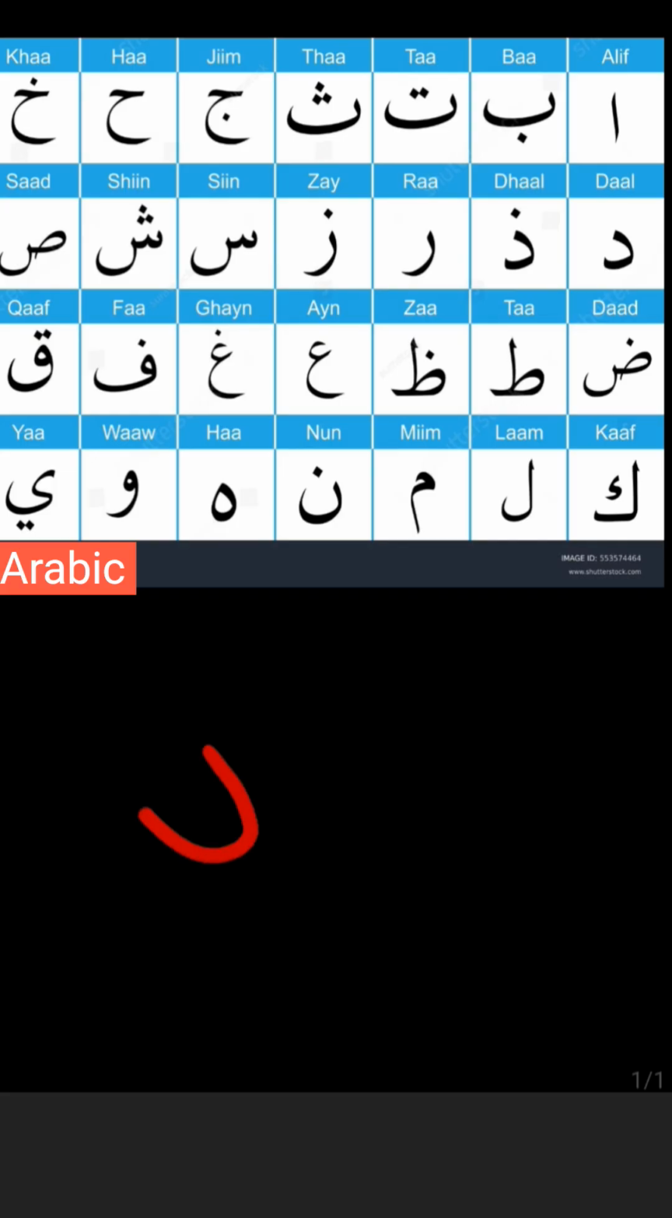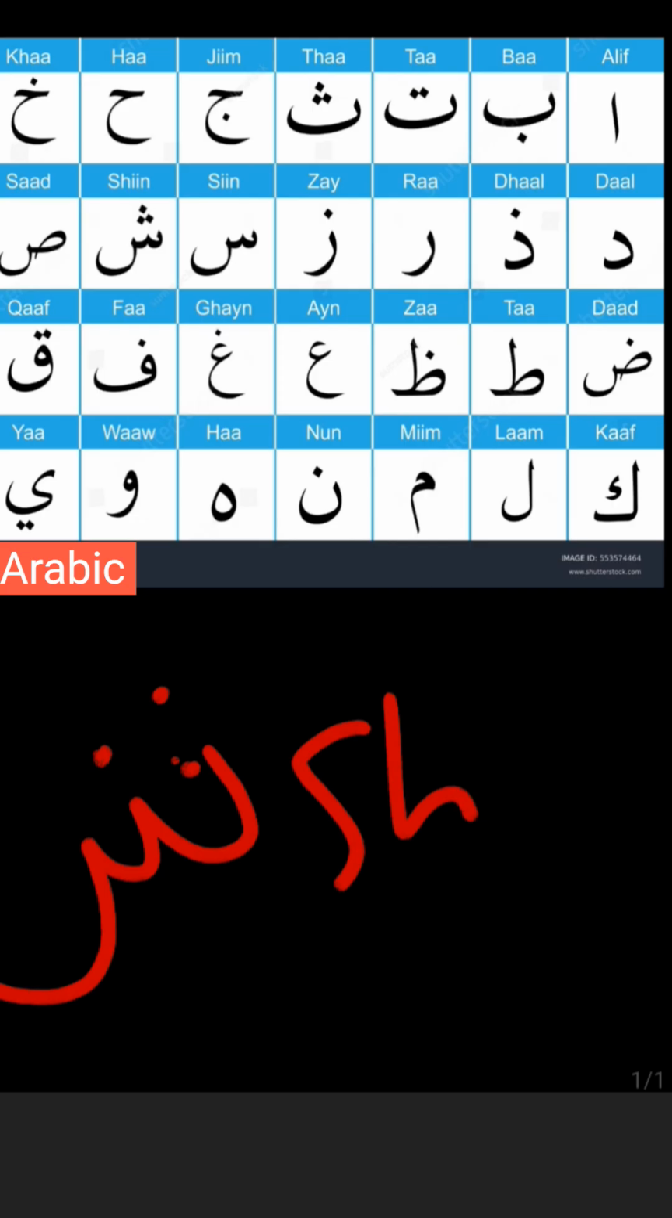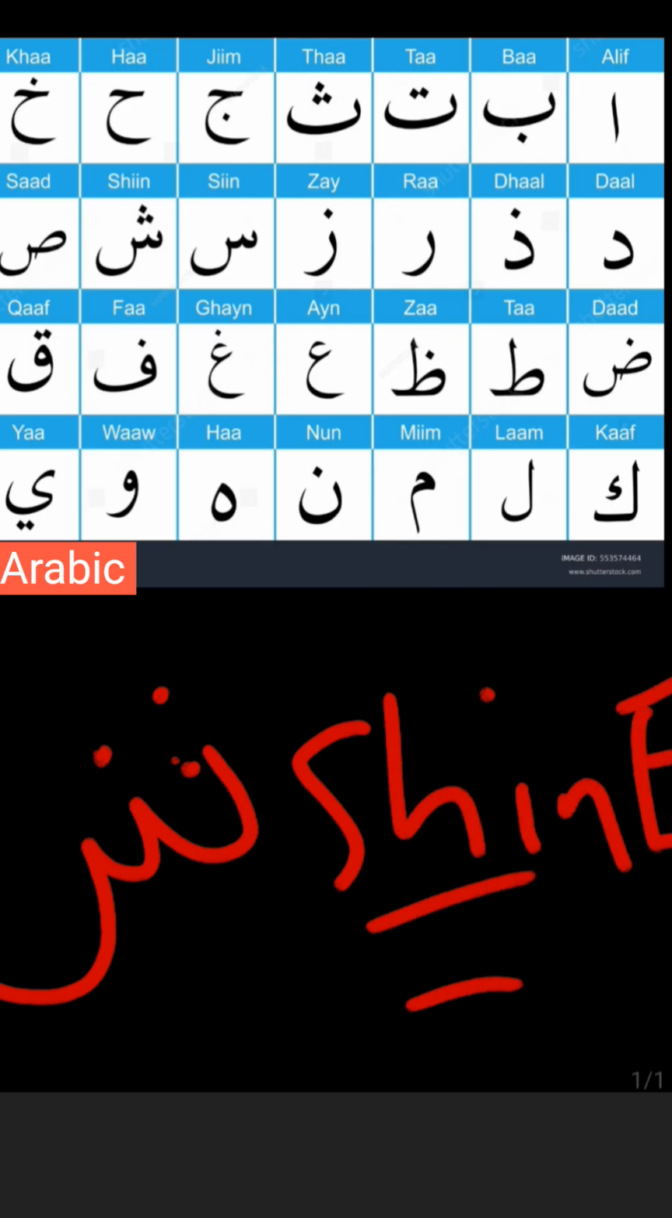The next letter is sheen. Give it 3 dots. And the name of the letter is sheen. It's the sh sound. That's similar in the English language, like shine. Shine. Sh.